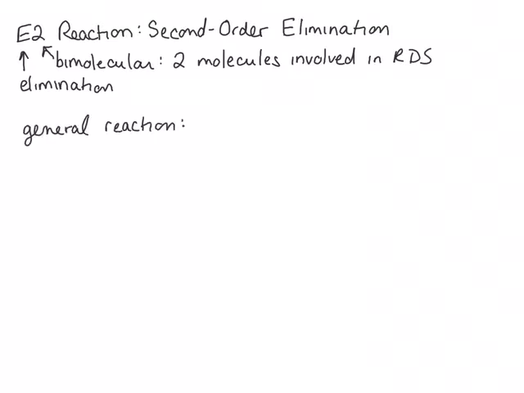The substrate needs a good leaving group, and the carbon adjacent to the carbon with the leaving group needs to have an abstractable proton. The reaction also requires a base. Loss of the leaving group and the proton produces an alkene as the product, along with the conjugate acid of the base and the leaving group.